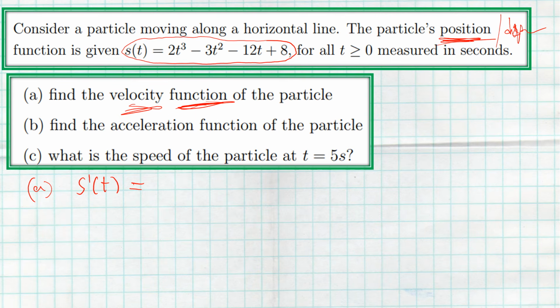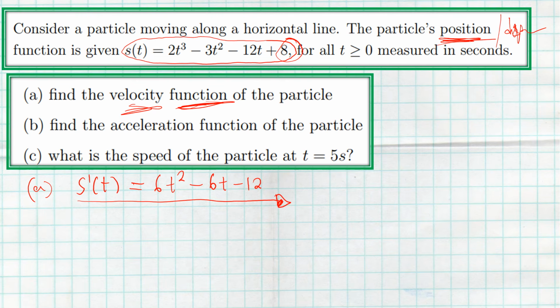2 times 3 is going to be 6. T exponent 3 minus 1 is going to be t squared. Minus 3 times 2 is going to be minus 6. On the exponent we subtract 1, we're going to be left with t. 1 times minus 12 is minus 12. T exponent 1 minus 1 is going to give us what? It's going to give us t exponent 0, and t exponent 0 is the same as 1. So it's going to be minus 12 times 1. It remains minus 12. What's the derivative of 8? It's going to be 0. So then this will be our what? This will be our velocity function.